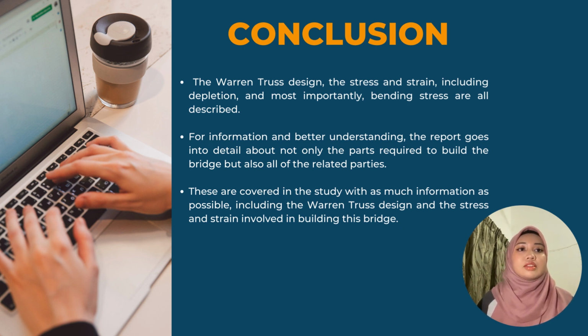The bridge deck is made of tantalized softwood. In order to implement the Warren truss design, hollow steel with high-tension steel bar is used in the truss, which has a length of 9 meters including the handrail. Following that, for information and better understanding, the report goes into detail about not only the parts required to build the bridge, but also all the related parties. Consequently, making the most effective use of the mathematical formula and applying force calculation.